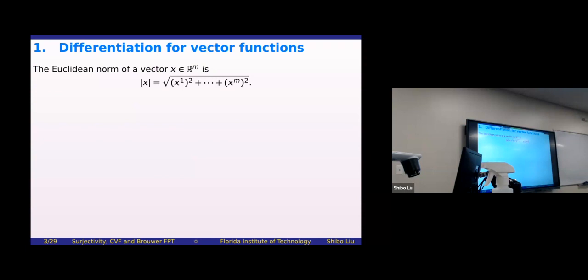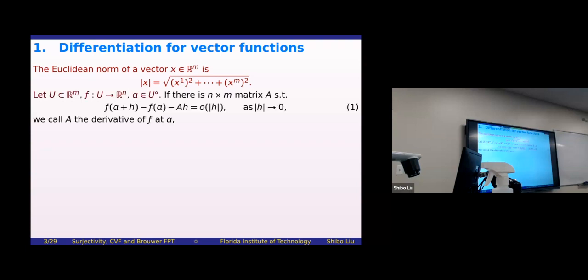In Euclidean space, we know that a vector has a Euclidean norm, which is the square root of the sum of the squares of the coordinates. Then we consider a vector valued function f defined on a subset U of Rn. Suppose A is an interior point of U, then we say that f is differentiable at A if you can find a matrix A so that the approximation is true. Then this matrix A is unique, and it's called the derivative of f at A, and we denote it by f prime A or dfA.